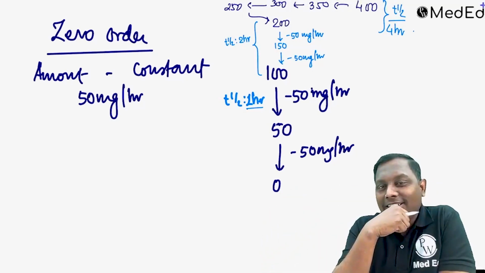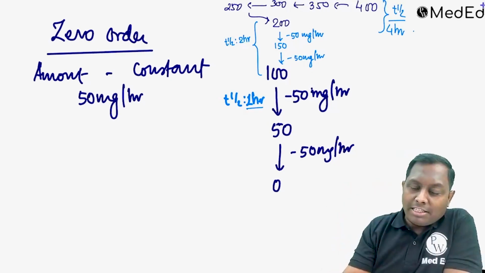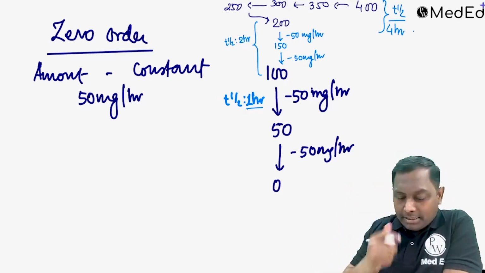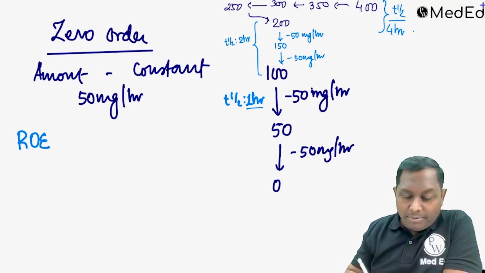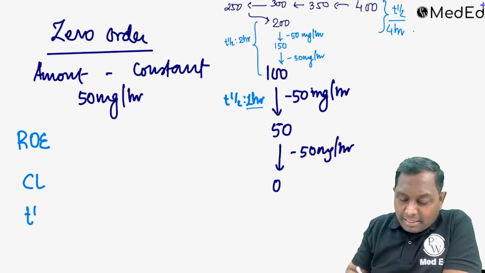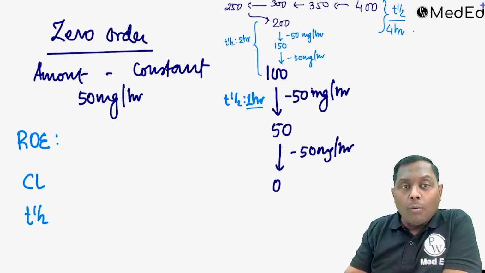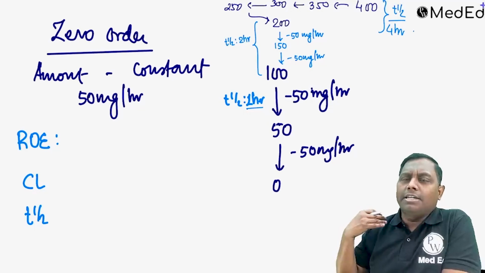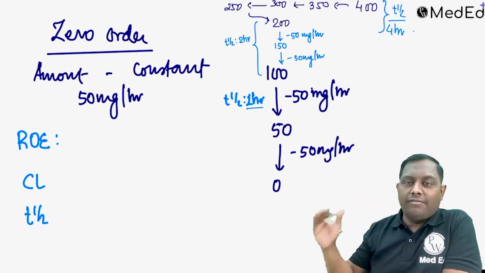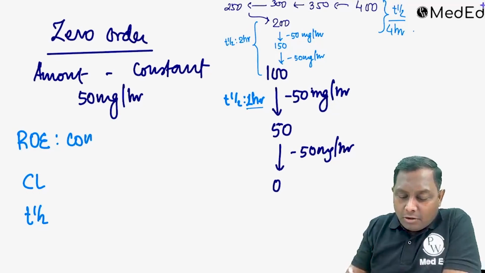What better could you want than this? Keep the concept crystal clear: what all things are changing, and what things are unchanged. So let us again talk about the 3 parameters: rate of elimination, clearance, and the T half life. Guys, since the amount is constant, the rate of elimination, no matter what happens, is unchanged. 50 milligram, even if you make the plasma concentration 800, it will go 750, 700, 650, like that. So the rate of elimination is always and always going to be constant.